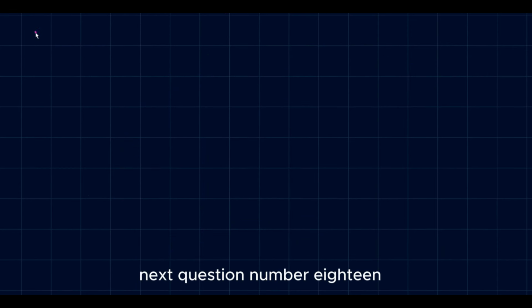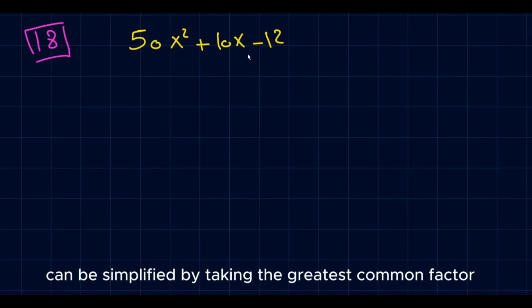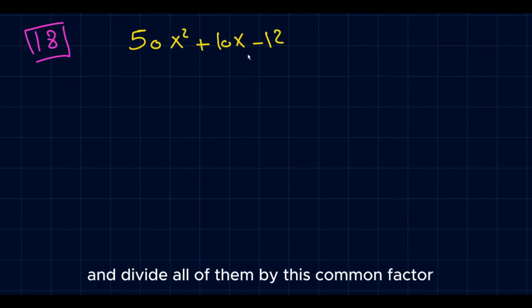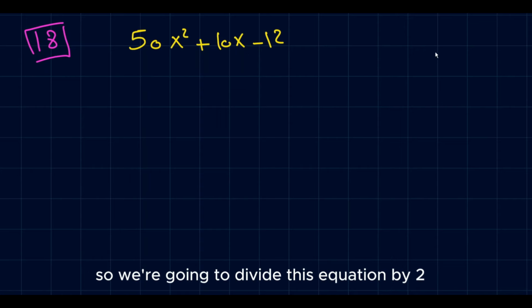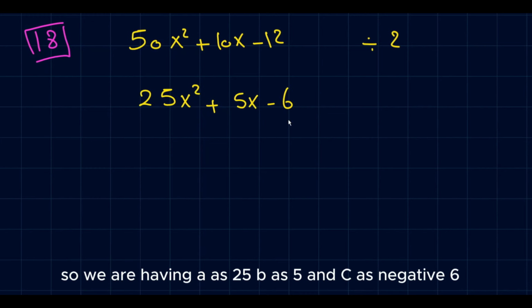Next, question number 18. I think this equation can be simplified by taking the greatest common factor and dividing all of them by this common factor. So we're gonna divide this equation by 2. We end with 25x squared plus 5x minus 6. Perfect. So we are having A as 25, B as 5, and C as negative 6.